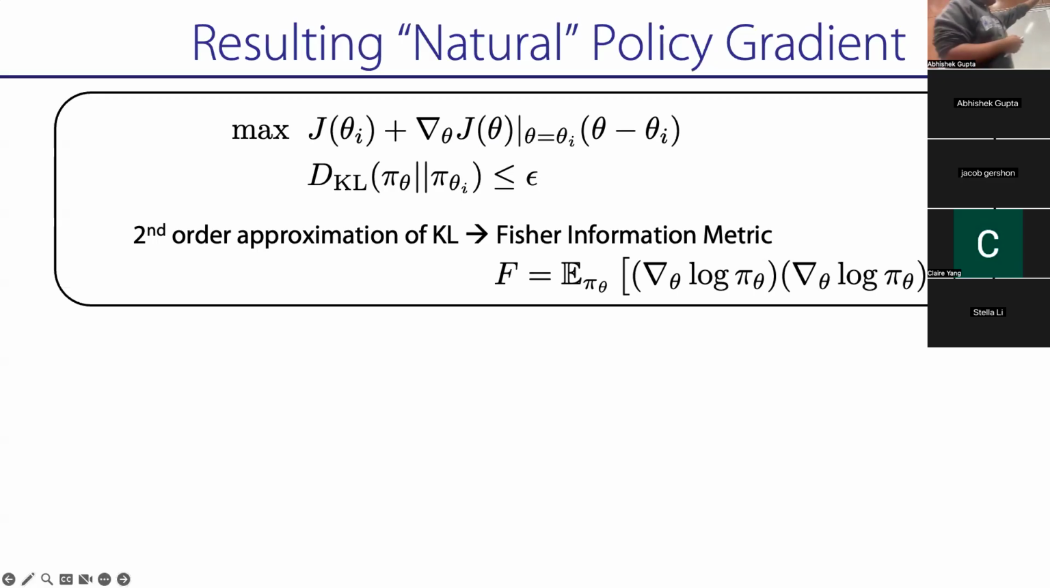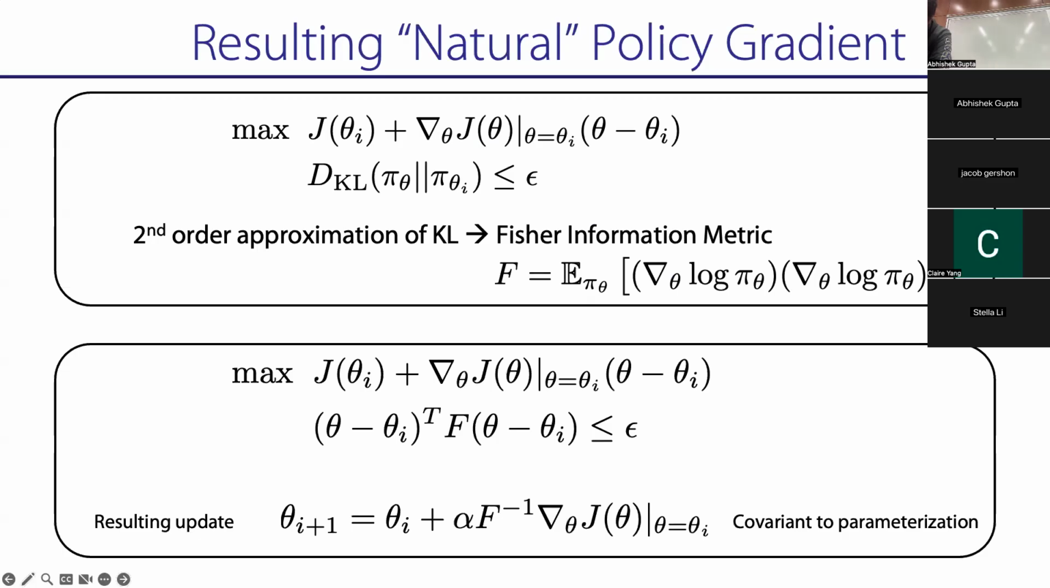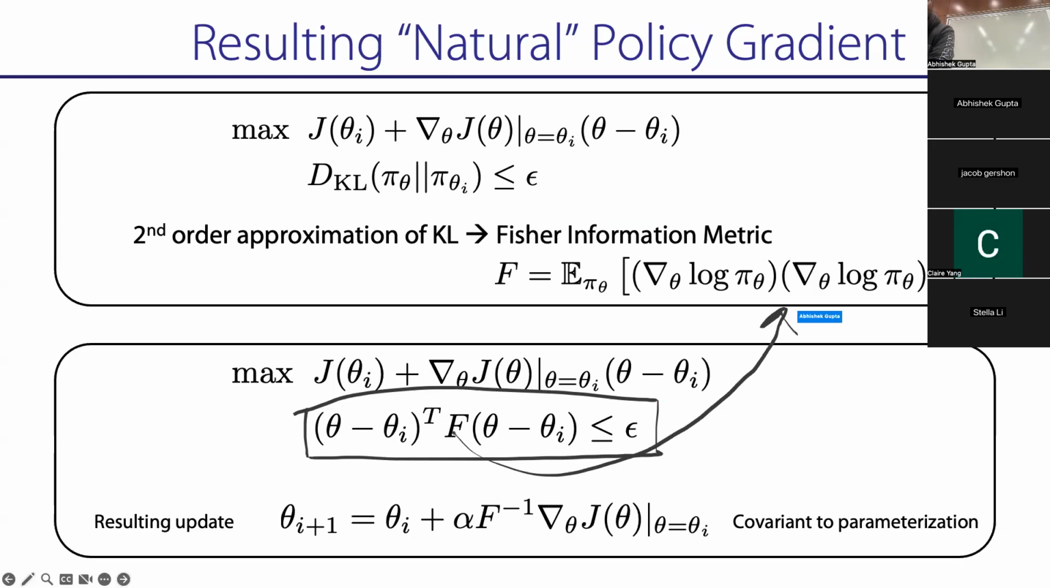So you can show that for this objective, if you take the constraint, you can write a second order Taylor approximation of the KL divergence, and that gives you something that looks like this, where F is equal to this thing, which is something you call the Fisher information metric.